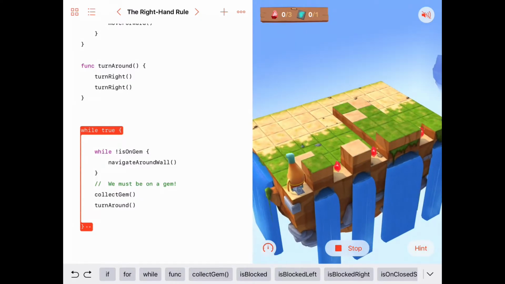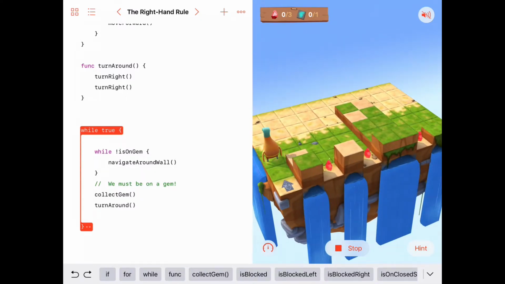Okay, this time the walls lay out a little bit differently, but this should work. We keep navigating around a wall with our right hand on it. If it's not, we move back over. Here we collect the gem and we turn around. Now we call navigate around wall again until we're on a gem. We're on it, we collect it, we turn around.